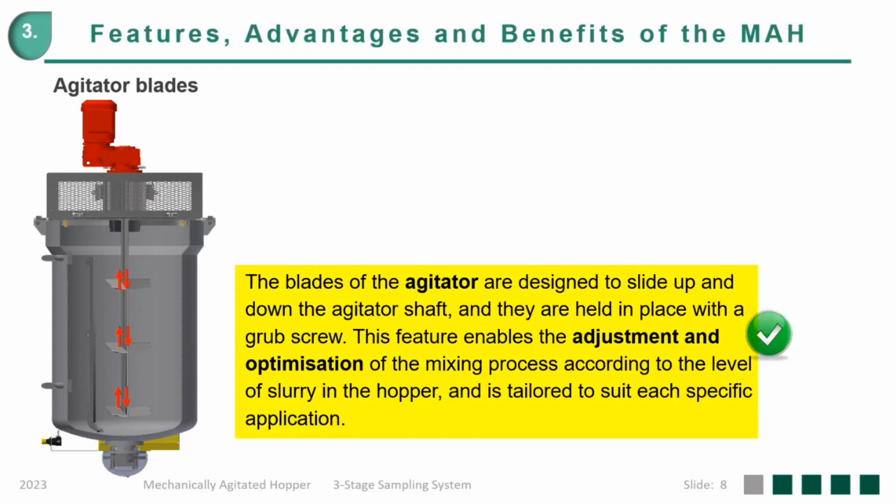The blades of the agitator are designed to slide up and down the agitator shaft. They are held in place with a grub screw. These features enable the adjustment and optimization of the mixing process according to the level of the slurry in the hopper. This is tailored to suit the specific application.